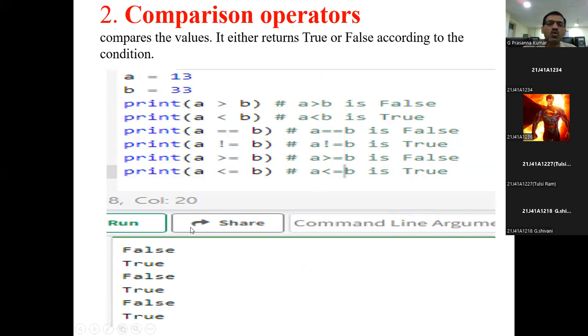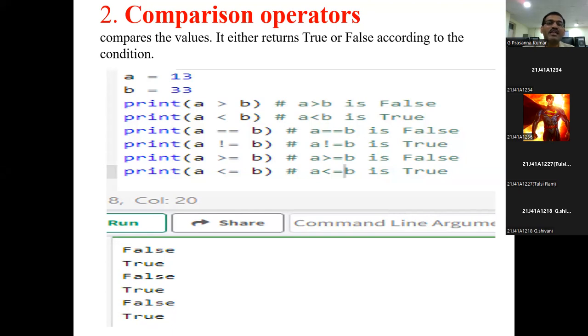One is true, which indicates that the output is 1. False gives the result 0. True is 1, false is 0. True means the condition is correct. For example, here I have used a equal to 13 and b equal to 33. It indicates 13 is not greater than 33. That means the condition is false.